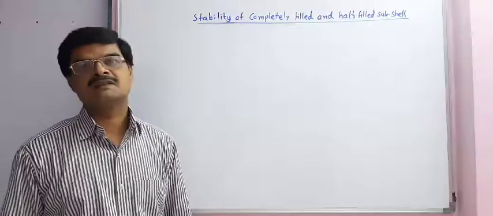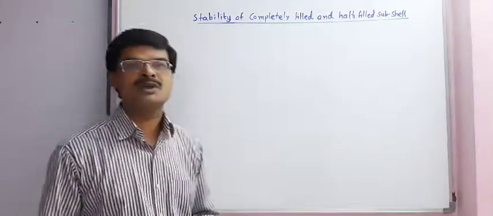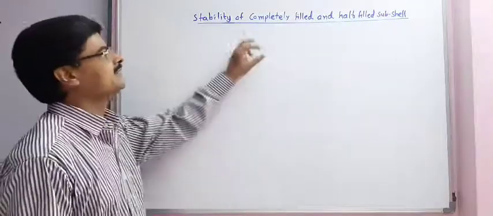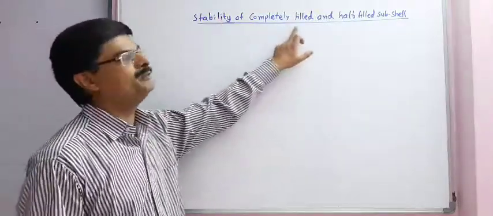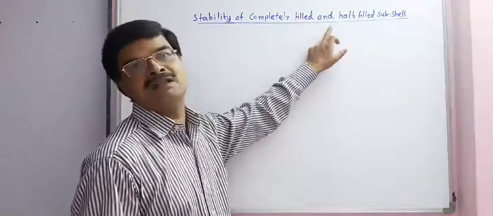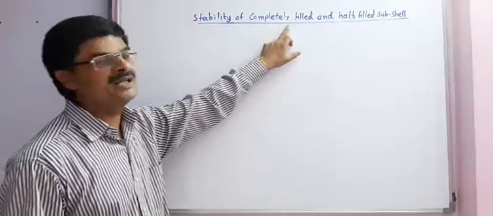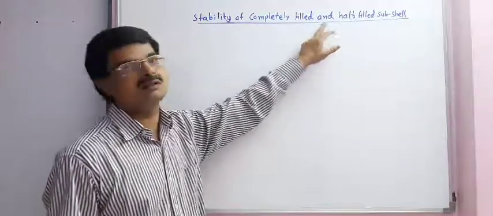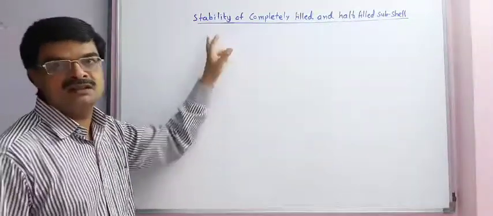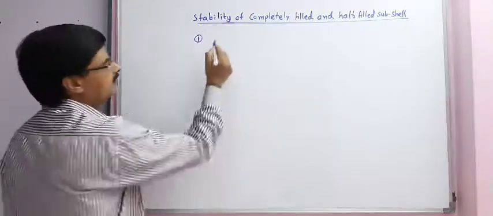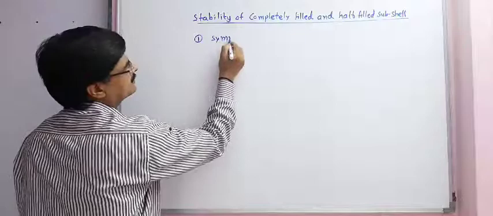In some cases, it is seen that electronic configuration differs from the above principle. The reason behind this is the stability of completely filled and half-filled subshells. So we have to understand why completely filled and half-filled subshells are stable. The reasons behind this are: number one, symmetrical distribution.